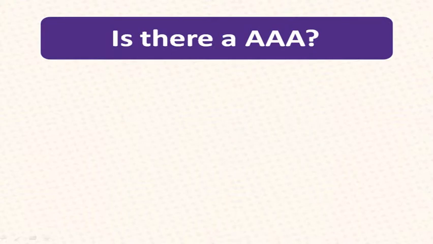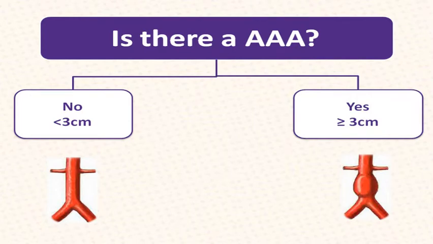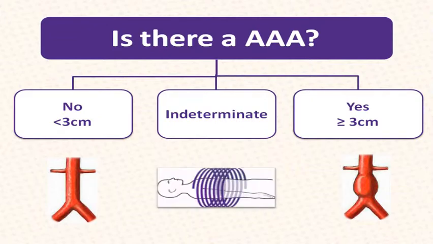A normal aorta is considered to be less than 3 centimeters in diameter. Anything greater represents aneurysmal change. Of course, if one cannot see or measure the aorta and its maximal diameter throughout its entire course, then the study must be called indeterminate, and other means of evaluating the aorta should be arranged if clinically indicated.